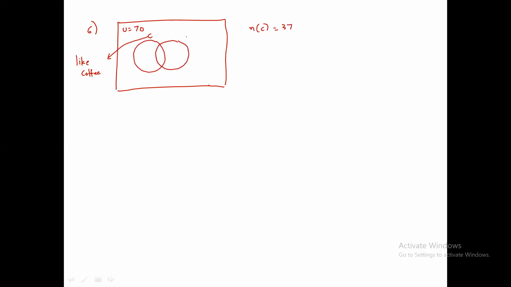I'll take another set T. T means people who like tea. So number of elements in T is given as 52. Each person likes at least one of the two. That means they don't have any option. They have to like either tea or coffee or both. They can't be left alone. That means total number of people, C union T, comes out to be 70. We have to find how many people like coffee and tea. C intersection T we have to find.